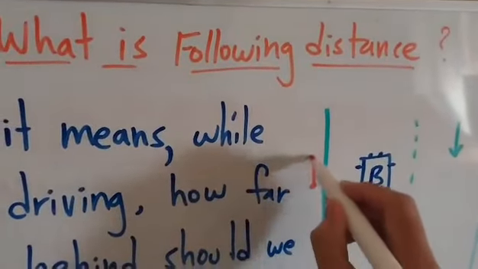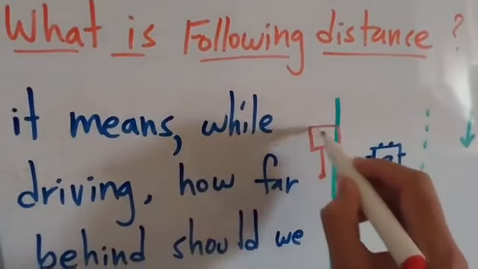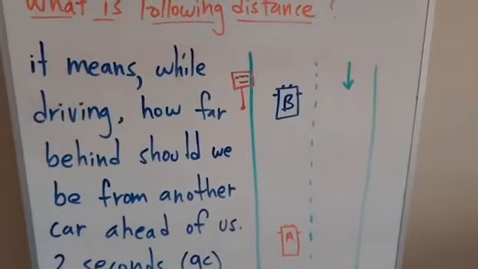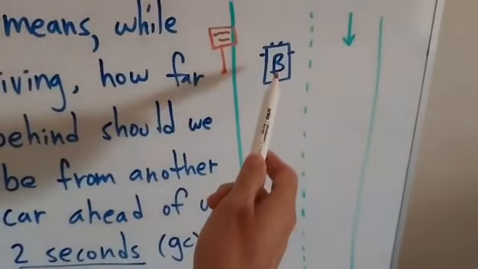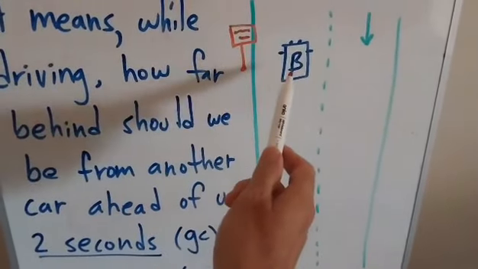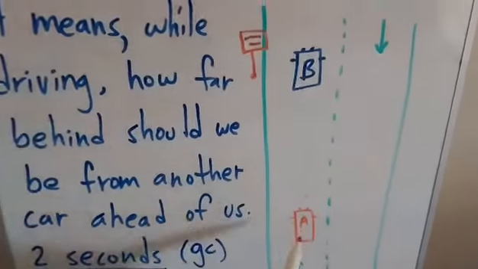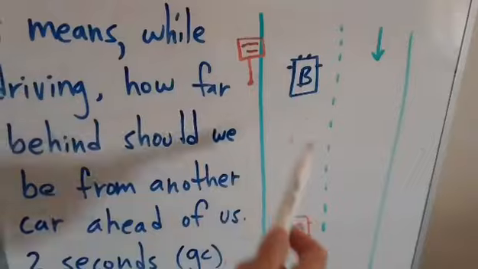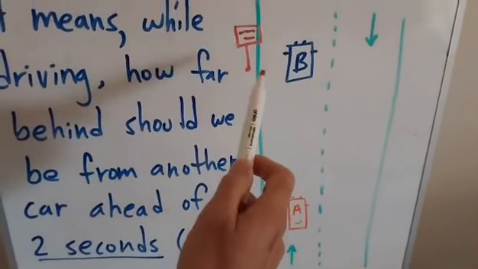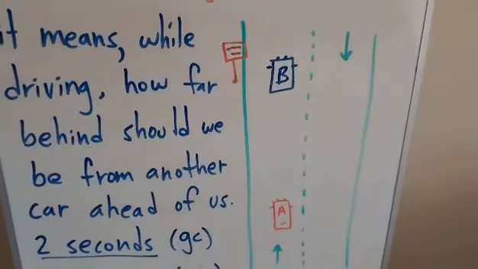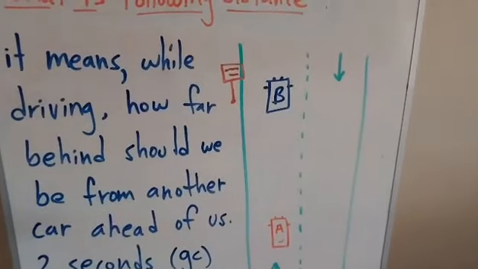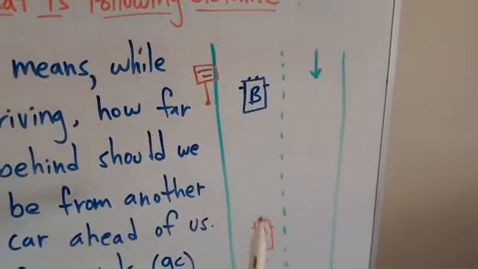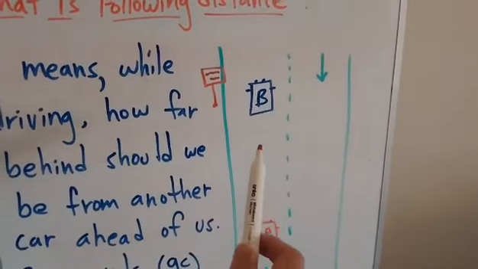Suppose there's a signboard over here that has some information, maybe a speed limit sign. So when that car is next to that signboard, you start counting. 1001, 1002. That means you should be able to reach that sign 2 seconds after. Got it? So both the cars are moving, A and B, forward. As soon as B is in level with the sign, start counting. 1001, 1002.